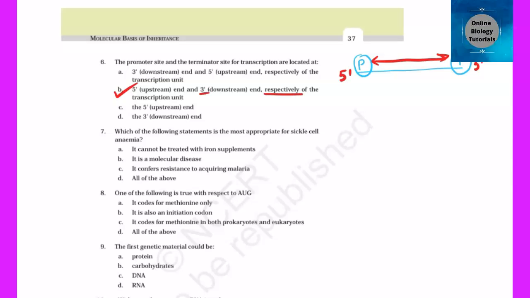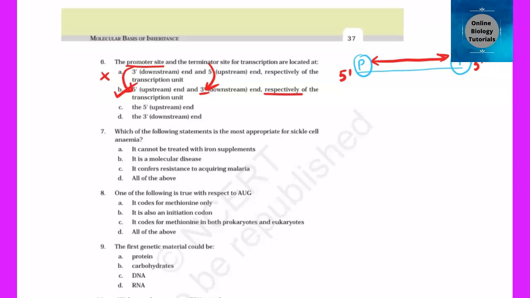Remember, whenever the word respectively is there, that means the first word should be matched to the first item and the second word should be matched to the second item. So in this case, if you pick option A, it will be marked wrong because the promoter is not at the 3' site, and they are asking about respectively also.